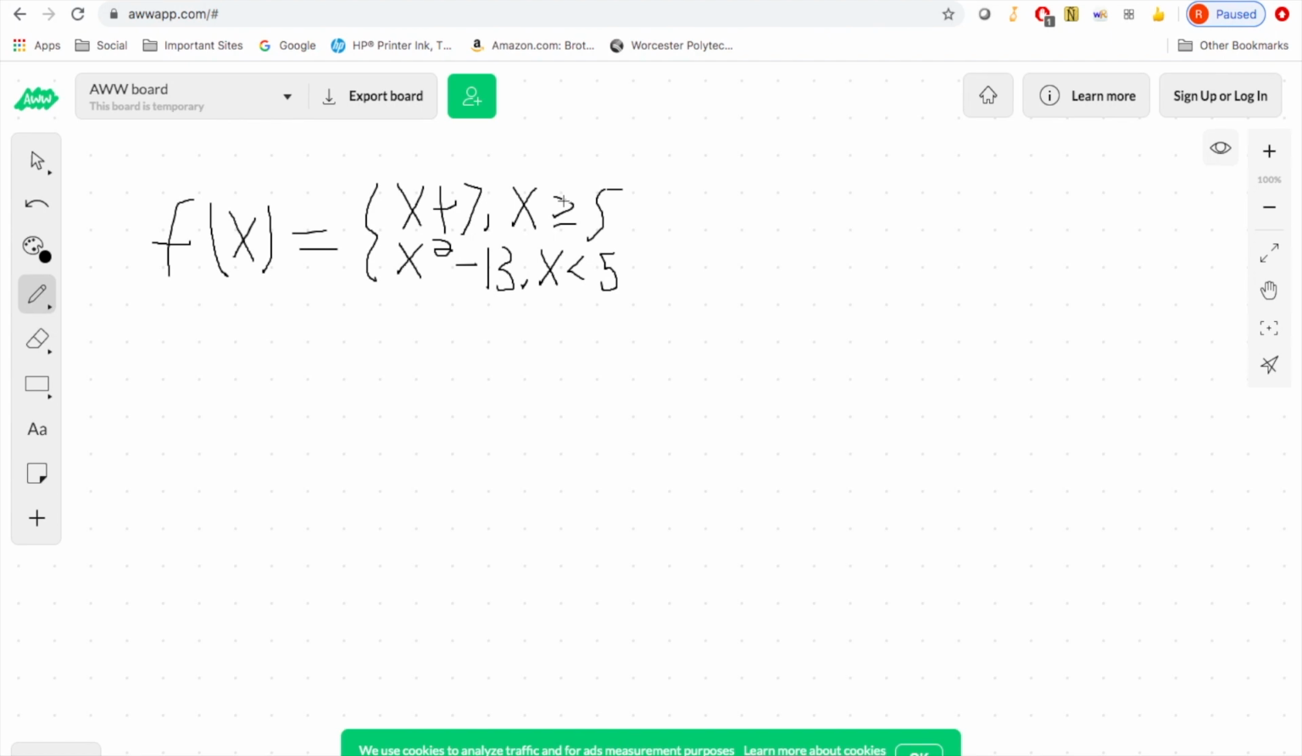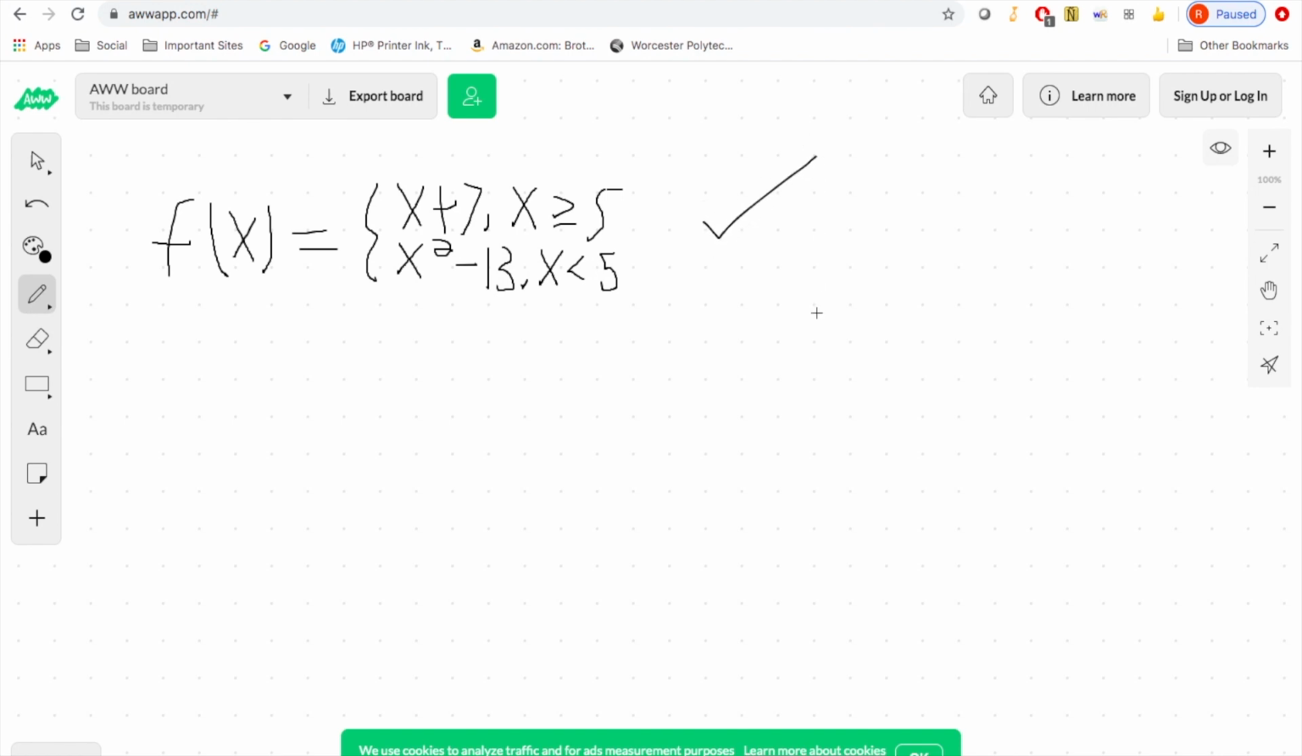Is f defined at x equals 5? And sure enough it is. This x plus 7 is defined as x is greater than or equal to 5. So we have the definition. That's our first check mark for continuity.